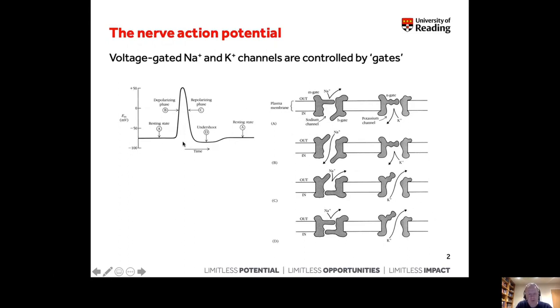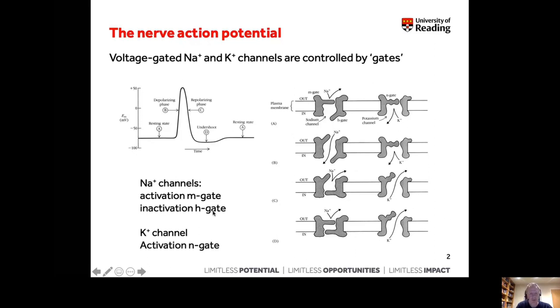So take home message, this action potential can be looked upon as being dictated by the movement of sodium in B, and potassium in C, and to some extent D, through these different ion channels controlled by gates.